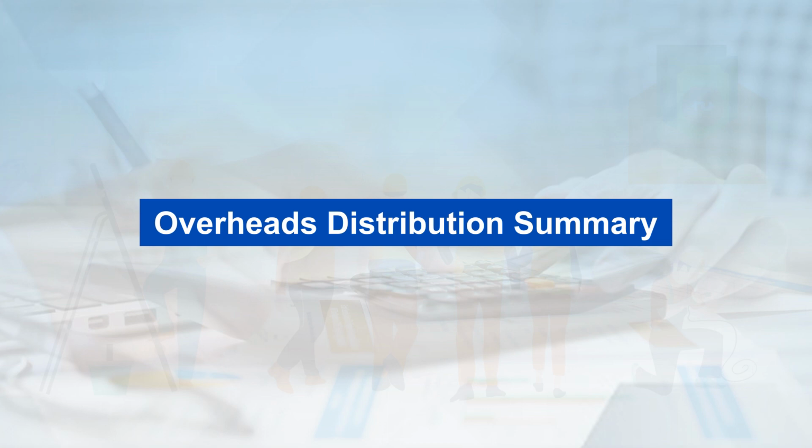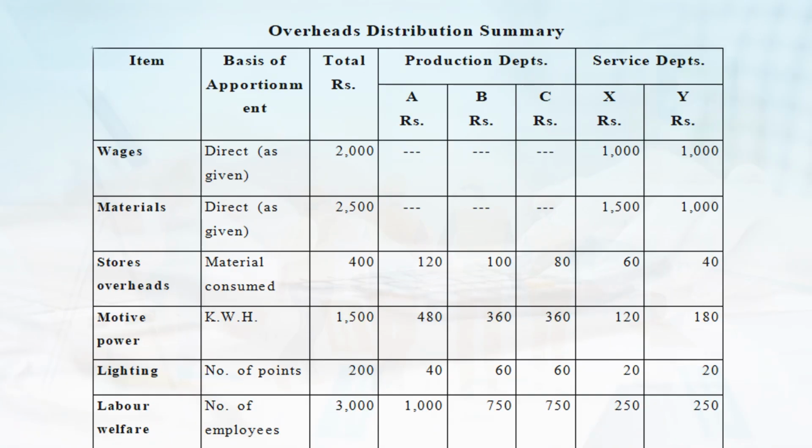Now let us see the summary of distribution in the form of an overhead distribution summary. Here we have 5 columns. The first column is item, the second is base of apportionment, the third is total rupees, the fourth column is for production departments A, B and C, and the fifth column for service departments X and Y.